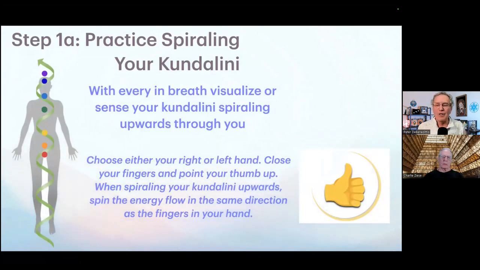Now, the key is to do different steps. And I've got these broken down in numbers. Okay. And the first one is spiraling your kundalini. All right. So we're going to use the right hand rule. Okay. So you just take your right hand, put your thumb up, and that's the direction of the spiral. It's going to go up through you. So you would practice, all right, every breath, just visualizing your kundalini going up through you. And you just see it, not just rising, but spiraling through each of those chakras. And so you would just practice that. And that's it. You get it. That's the first step. I call it 1A.